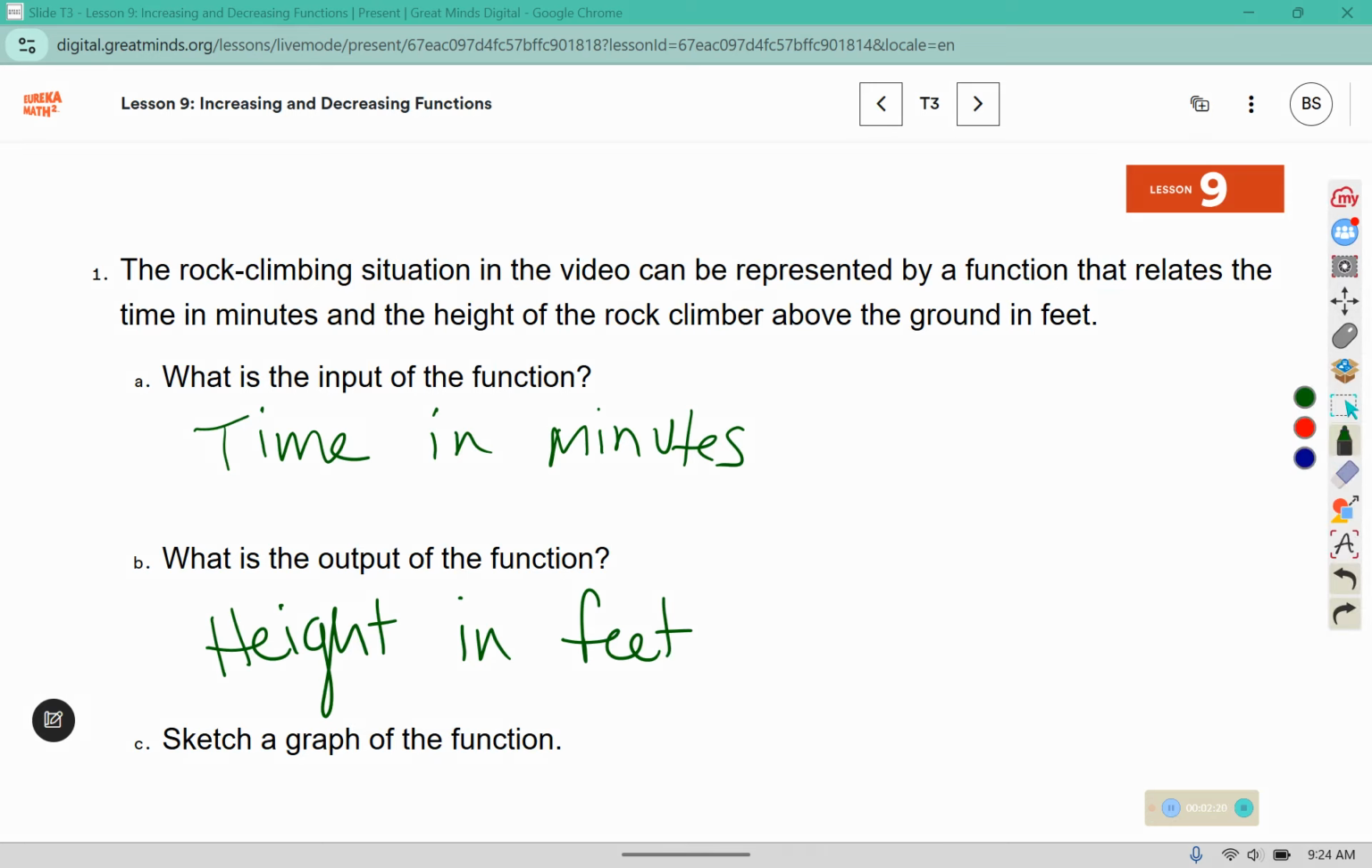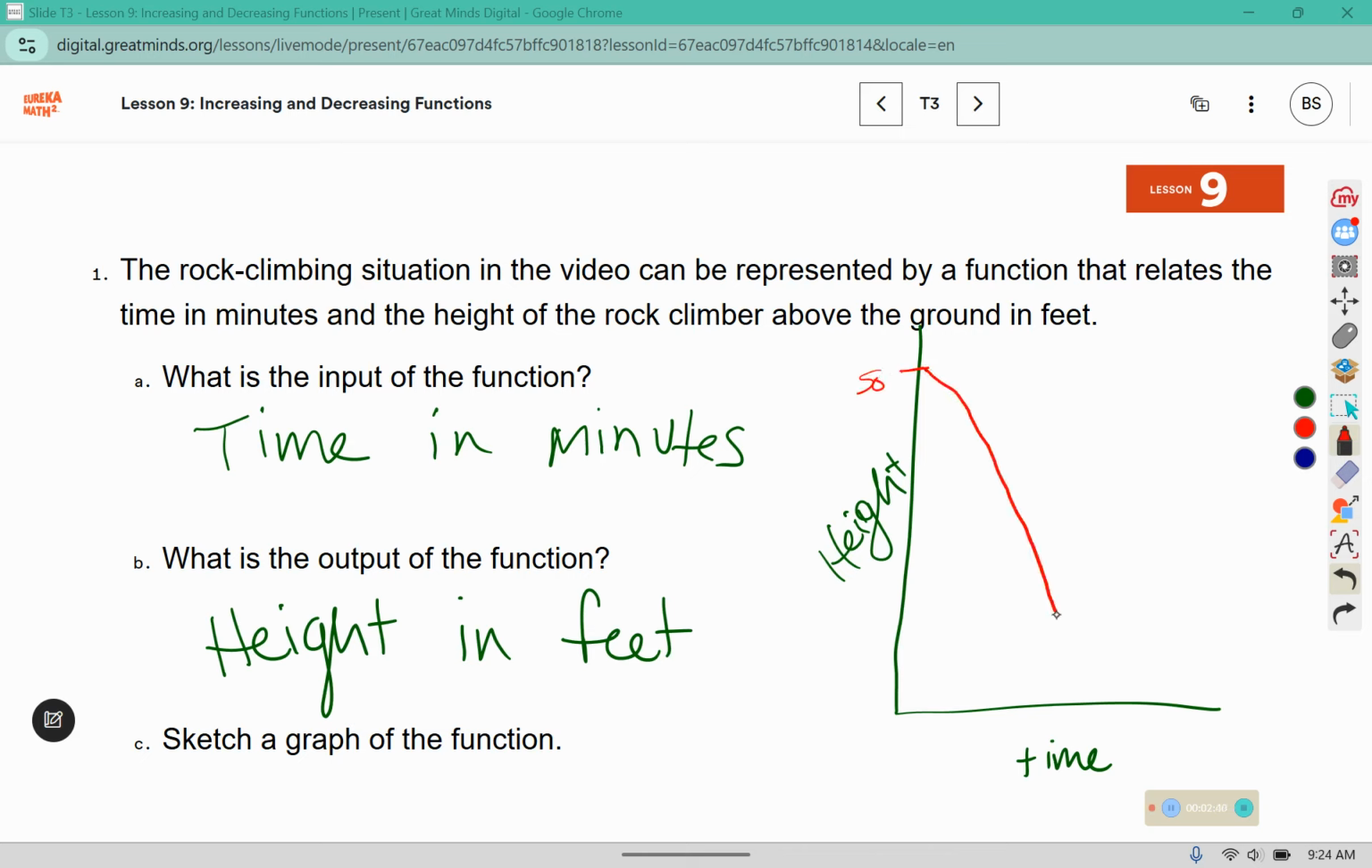To sketch the graph of the function, we would put time on our x-axis and the height on our y-axis. So she started at around 50 feet and she descends, and then she takes some pause, and then she goes back up to the 50 feet. She doesn't quite make it to the ground, so it won't go on the x-axis before she paused and started climbing back up.